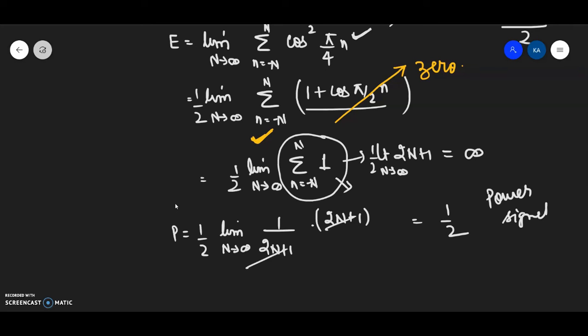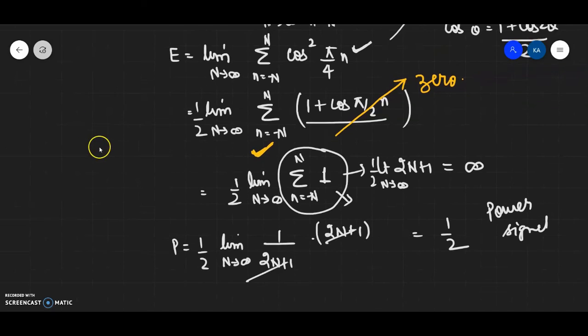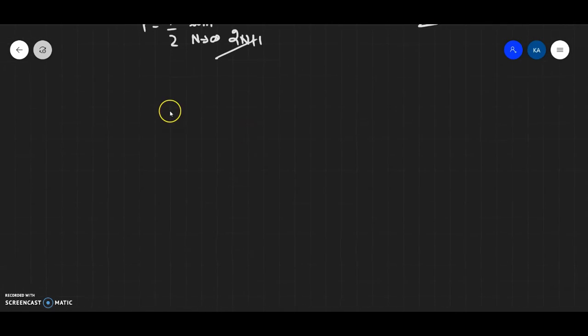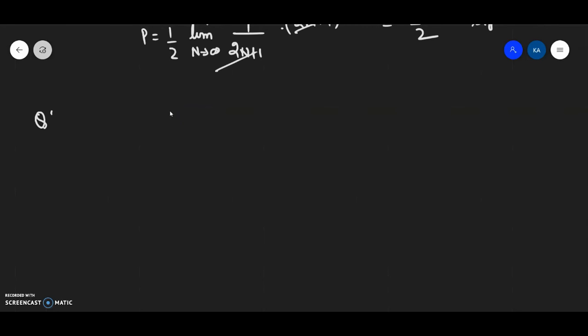So I hope with these 3 examples you have understood the concept. In examinations you might get a signal that is defined piecewise. You have to do this question on your own. For example, you might get a signal, say x[n] is 1 upon 3 to the power n for n greater than or equal to 0, and it might be something else for n less than 0, or whatever. You might get a piecewise signal, so that doesn't matter. In fact, let us make it 3 to the power n, and you have to check whether this is an energy signal or a power signal.